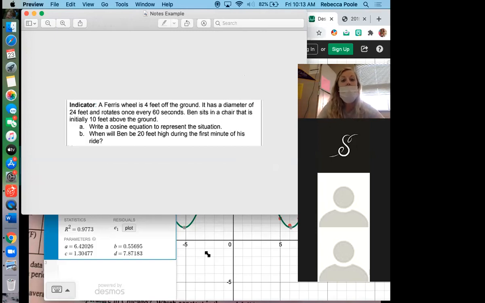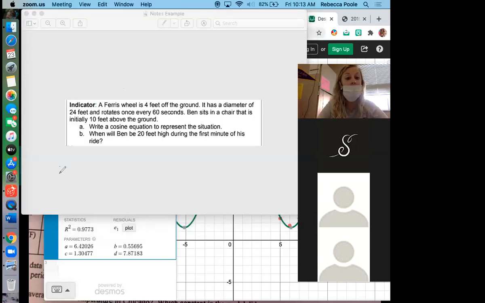Sound good? All right, so a Ferris wheel is 4 feet off the ground. Does everybody agree this is going to be a real world application? A Ferris wheel goes up and down and around forever and ever until they stop it, right? Okay. I'm going to draw a picture. That is my advice to you. Anytime you get a word problem, you need to sketch something because otherwise you really don't know where to start. So we know we got a little Ferris wheel. Your Ferris wheel should be off the ground a little bit. Gosh, my drawing is terrible, but it's okay. I'm gonna draw me on the Ferris wheel. Here I am.